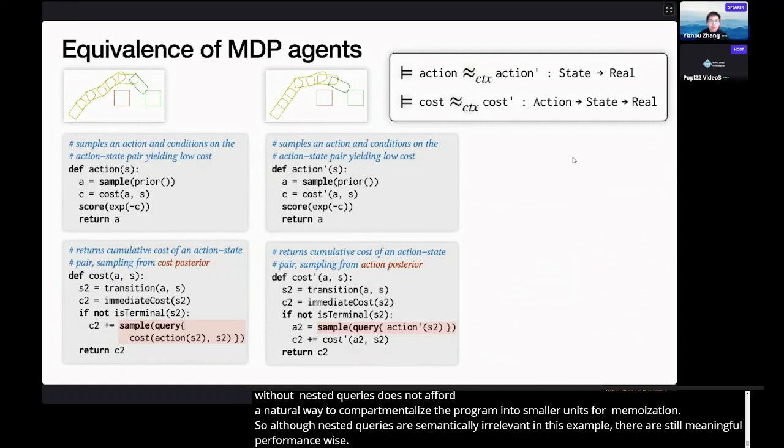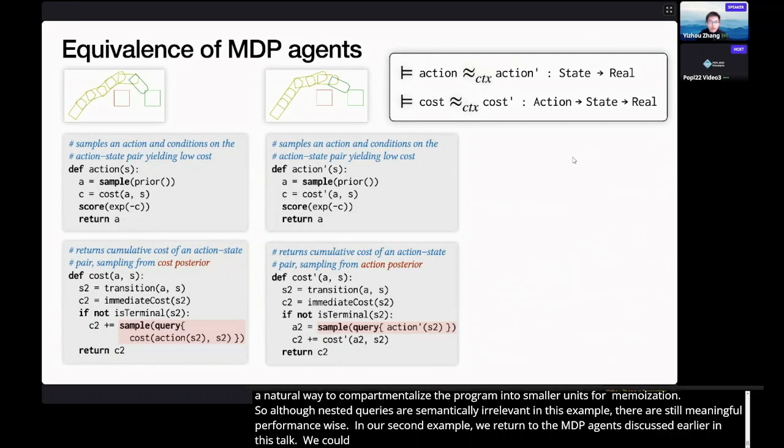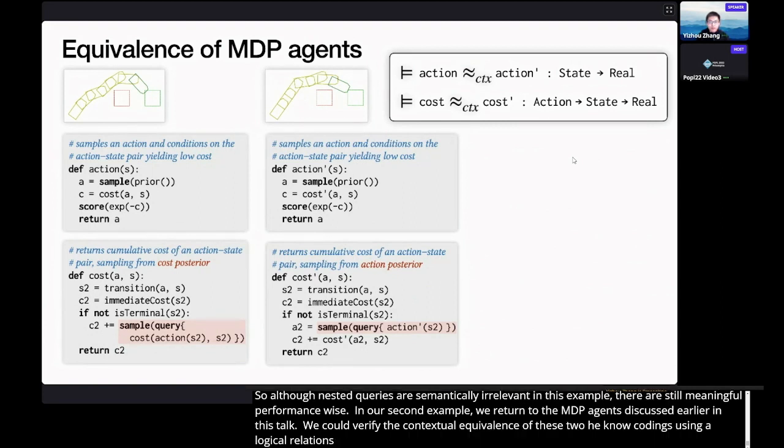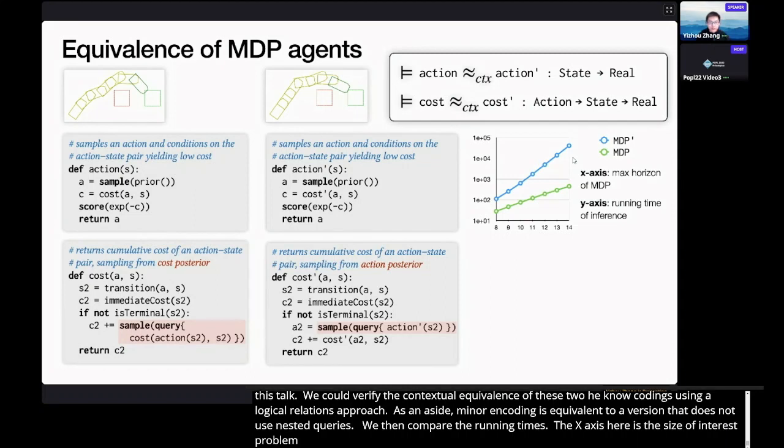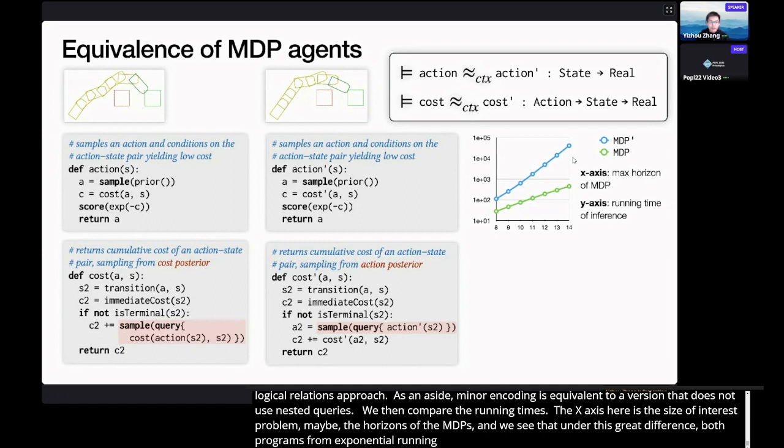In our second example, we return to the MDP agents discussed earlier in this talk. We can verify the contextual equivalence of these two encodings using a logical relations approach. As an aside, neither encoding is equivalent to a version that does not use nested queries. We then compare their running times. The x-axis here is the size of the inference problem, namely the horizons of the MDPs. We see that under discrete enumerative inference, both programs have exponential running time, even when results of nested queries are already being memoized.